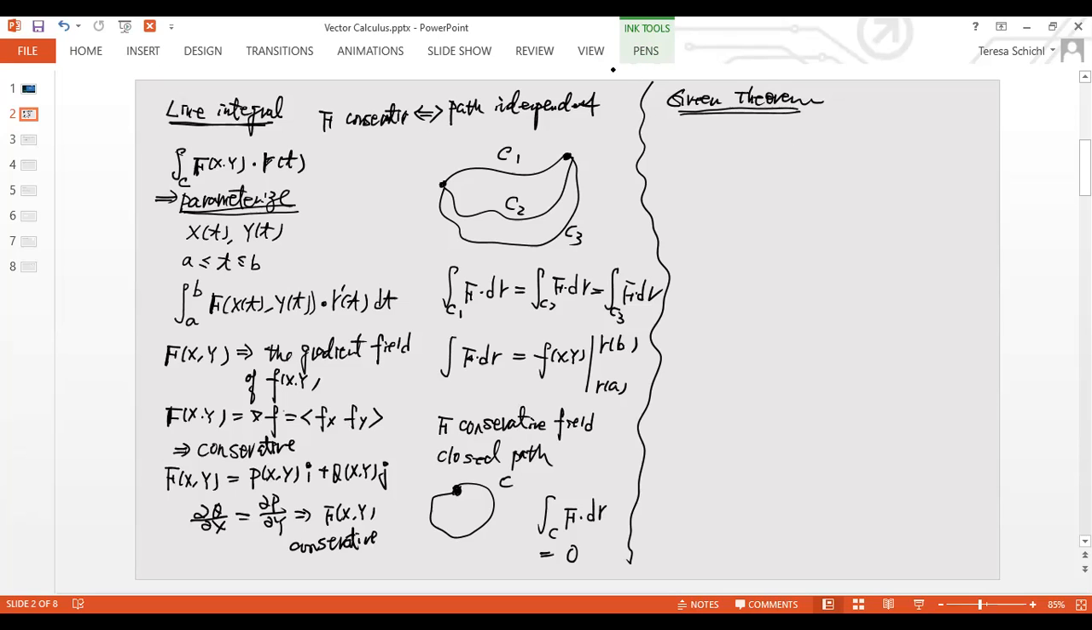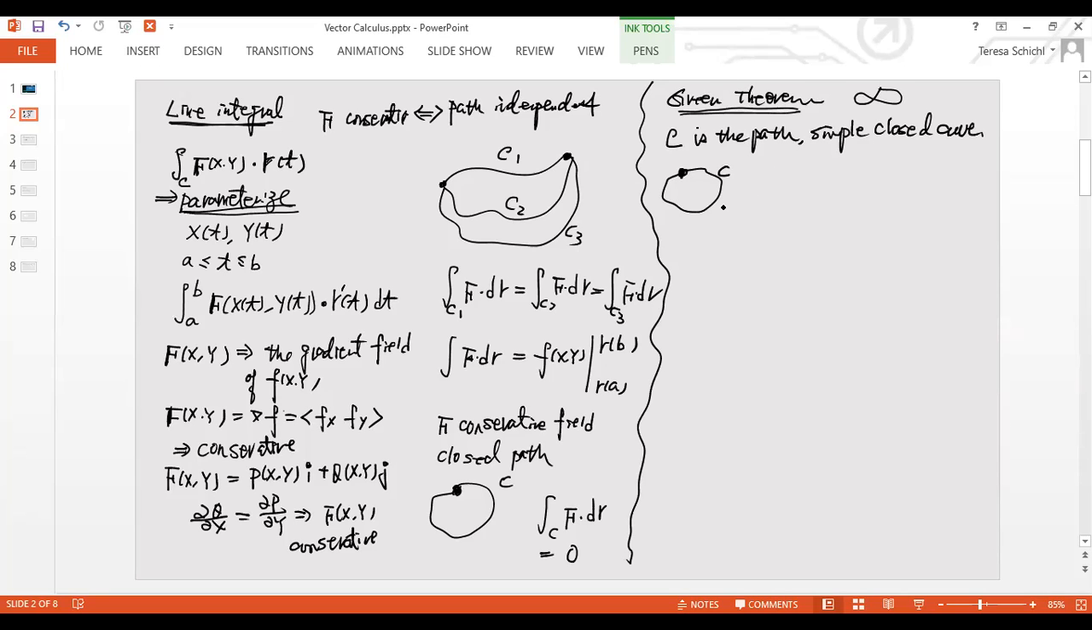In order to do that, the first thing is we want to add one notation here. If C is the path, and C is a simple closed curve, that means C is not going to intersect itself. So we know this type of path is not a simple closed curve.